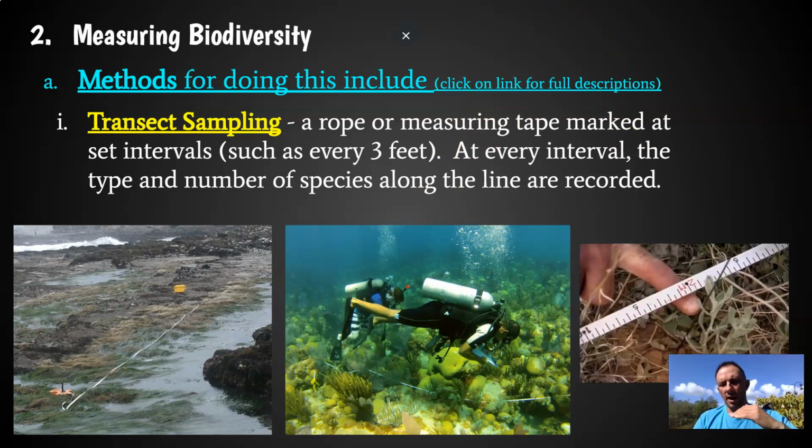So you just go along, and every 3 feet, every 1 foot, it really depends, you would stop and then record what is there, right? And how many are there at that particular point of intercept. So that's transect sampling.